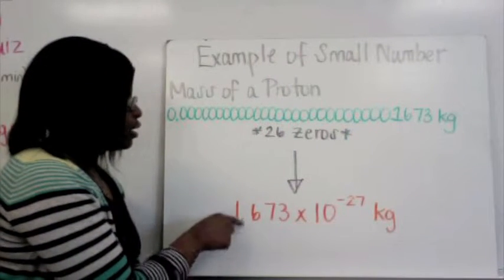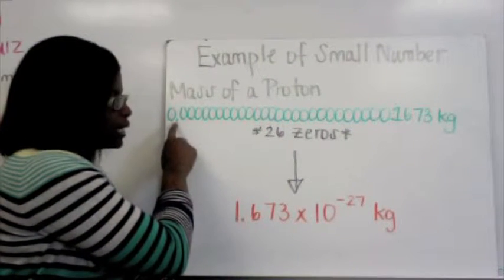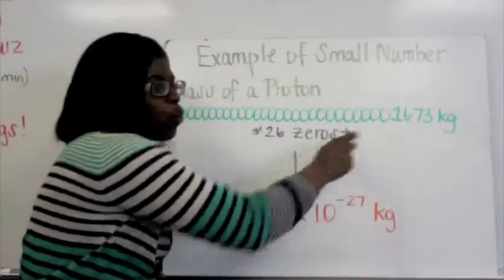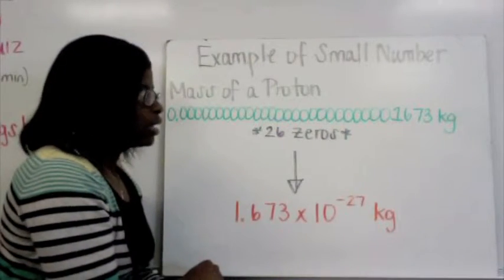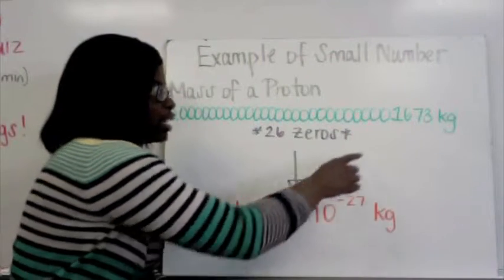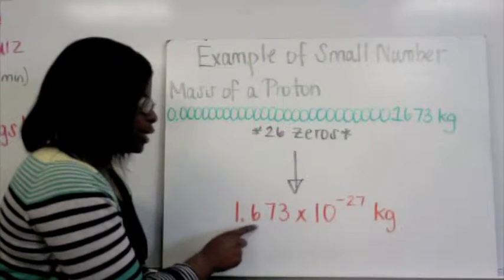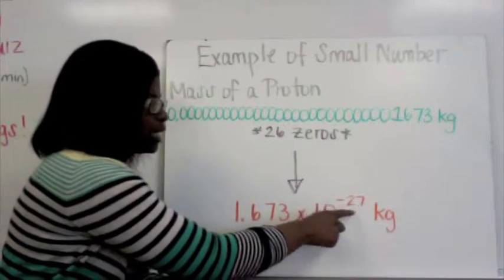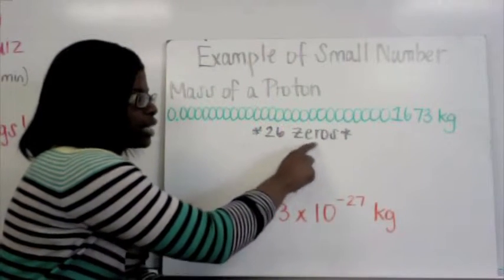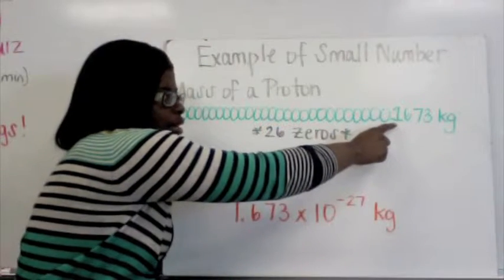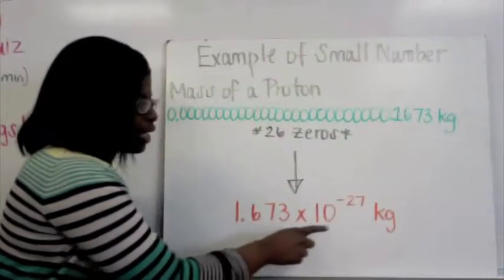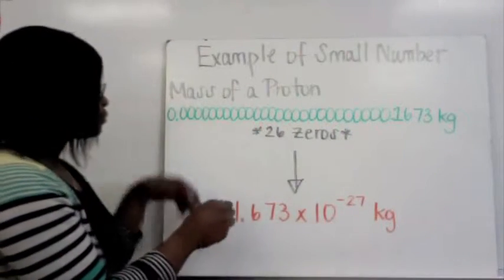So what you did here is you move your decimal point from the left direction to the right so that there was one digit in front of the decimal point, or to the left specifically of the decimal point. So that's how we get 1.673 times 10 to the negative 27th kilograms. And remember, there were 26 zeros already, and now that the decimal point is behind the 1, that's how you get the 27th power.